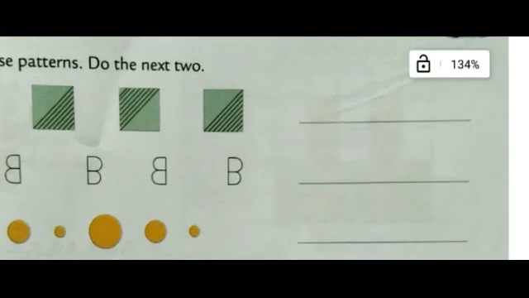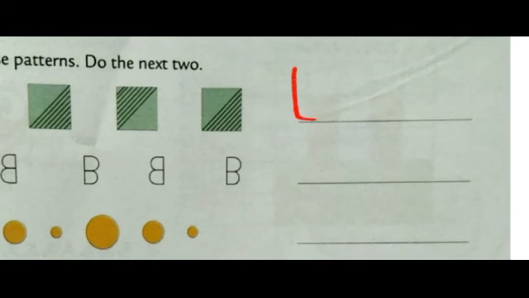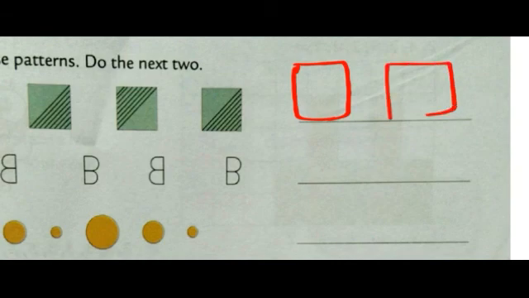In the first pattern, it is a square and the lines can be seen on this side. And then in the next shape, the lines are on the opposite side. Again, in the third one, the lines are on the top side, then it is on the downside. So what will be the next two shapes? Let us make, first, two squares, because we have to draw the next two shapes.